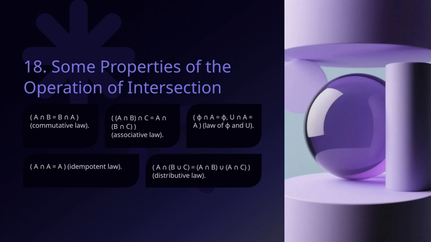Finally, the commutative law tells us that A ∩ B equals B ∩ A. In other words, the order of sets in an intersection doesn't matter. Recognizing this helps us manipulate and simplify set expressions more flexibly. Overall, these properties highlight the consistent and predictable behavior of the intersection operation, which is essential for understanding how sets interact in more complex scenarios.